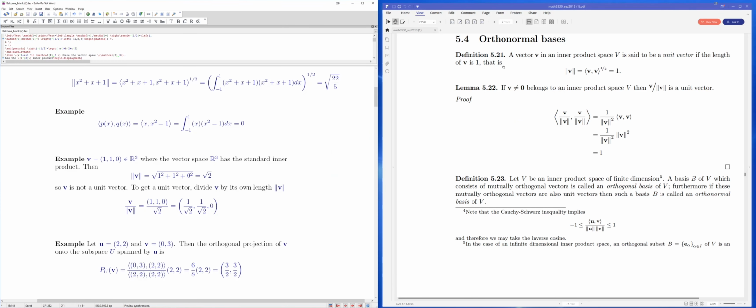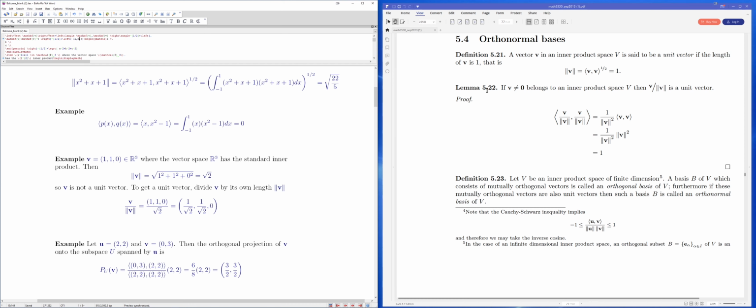Okay, so if I have a vector in an inner product space, in other words, a vector space with an inner product defined on it, then a vector v is a unit vector if its length is equal to 1. Remember, you get the length of a vector for a given inner product by taking the inner product of the vector with itself and then the square root of that. So if I work out its length and get 1, that's an example of a unit vector.